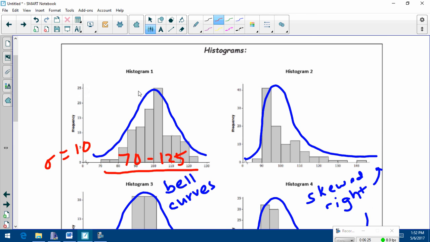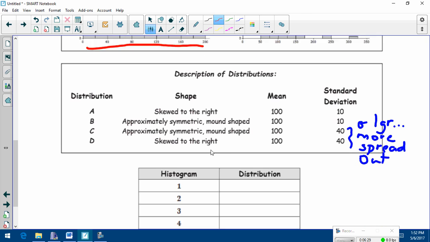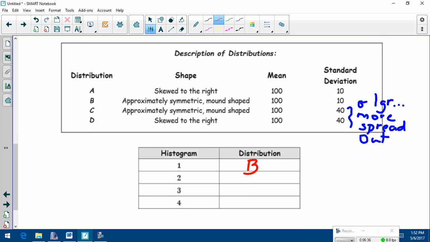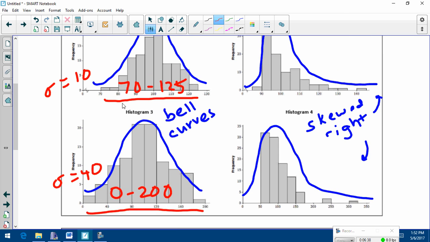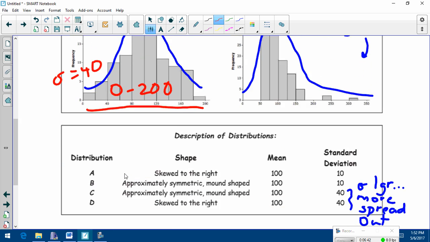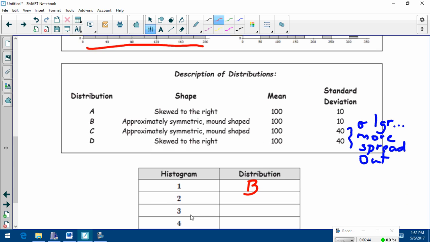So histogram 1 is approximately symmetric with a standard deviation of 10. So approximately symmetric, standard deviation of 10, it looks like distribution B. Let's jump down to 3. That's the other bell-shaped one with a standard deviation of 40. So histogram 3, approximately symmetric, standard deviation of 40, so we're going to call this one C.